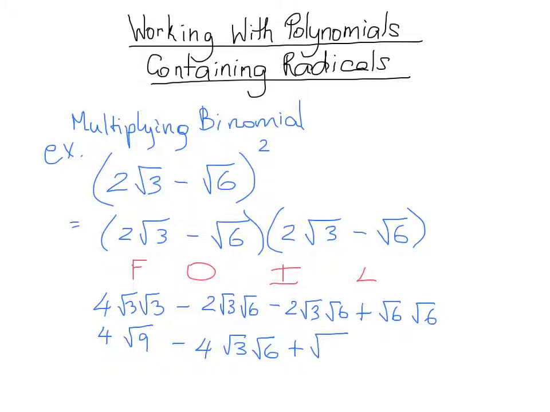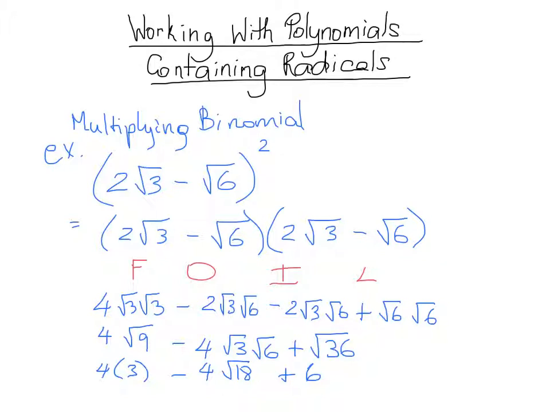Plus root 36. Alright, so we still can go a little further here. Well, we know that square root of 9 is actually 3. So that is 4 times 3 minus 4. Well, here we have root 3 times root 6, which is actually root 18. So let's put that there. Plus, and we also know that the square root of 36 should be 3. So, I mean, not 3, 6, clearly.